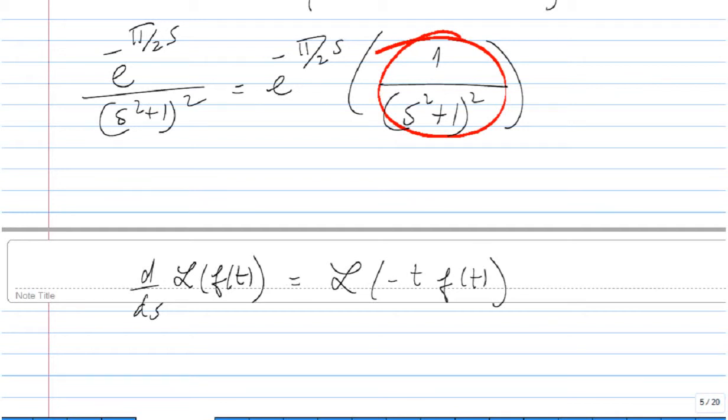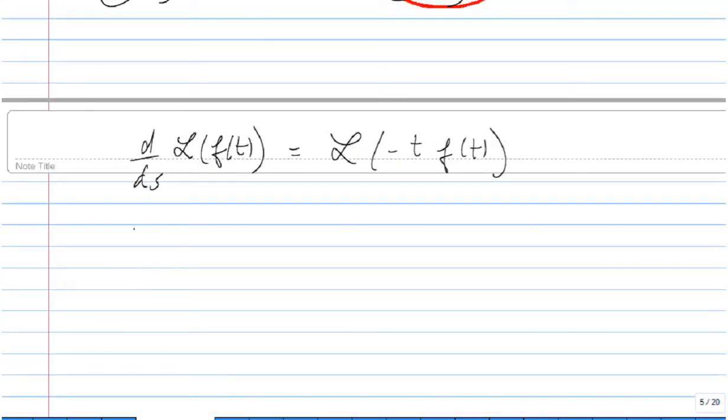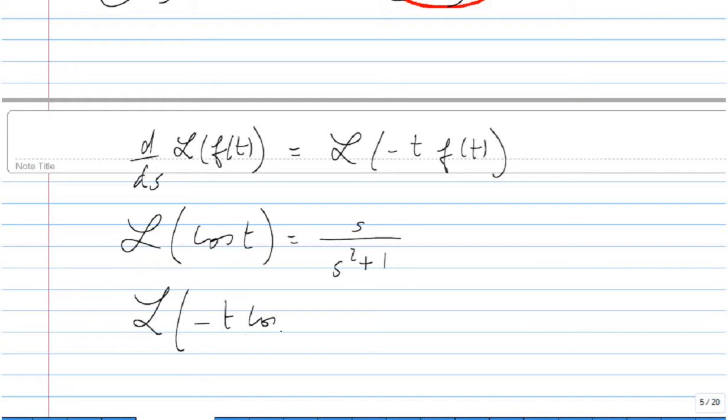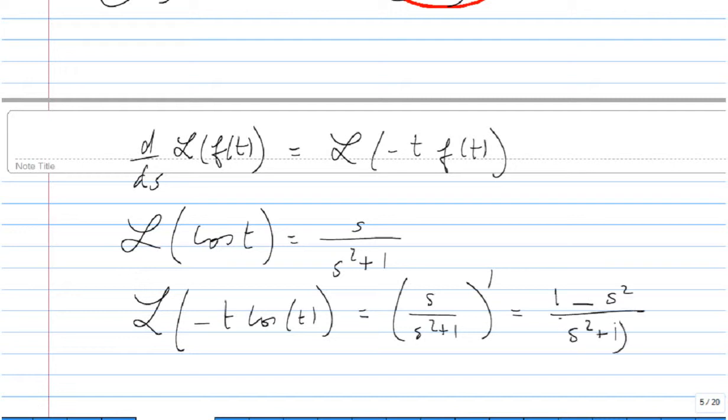So if we take the Laplace, the one that will give us s squared plus 1, we can use either sine or cosine. If we take cosine, for example, the Laplace of cosine is s over s squared plus 1. And if we take the derivative, we'll see that the Laplace of cosine t times minus t is the derivative of s over s squared plus 1, and that is equal to 1 minus s squared over s squared plus 1 squared.